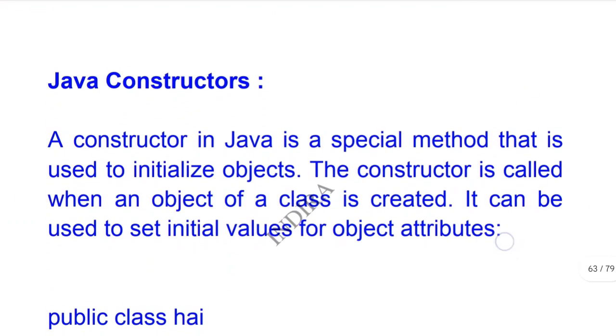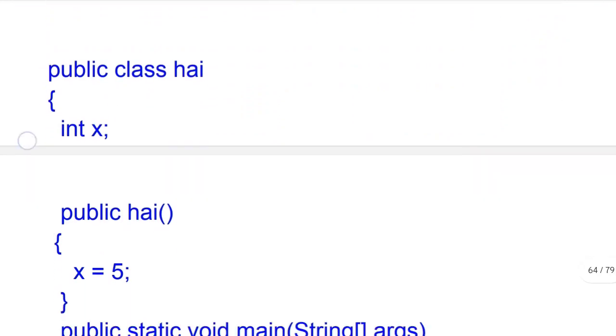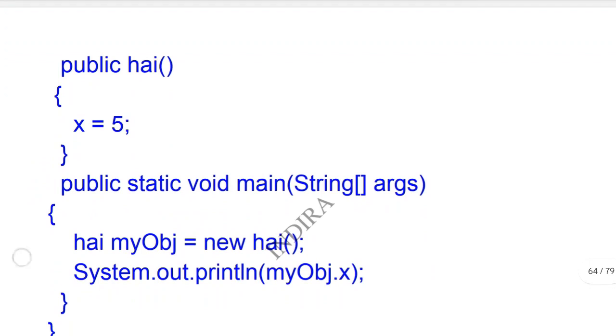Next topic is Java constructors. A constructor in Java is a special method that is used to initialize objects. Here initialization is nothing but adding. The constructor is called when an object of a class is created. It can be used to set initial values for object attributes. Here a Java constructor is nothing but a method used to add the objects to the program, and this is the example of that Java constructor.